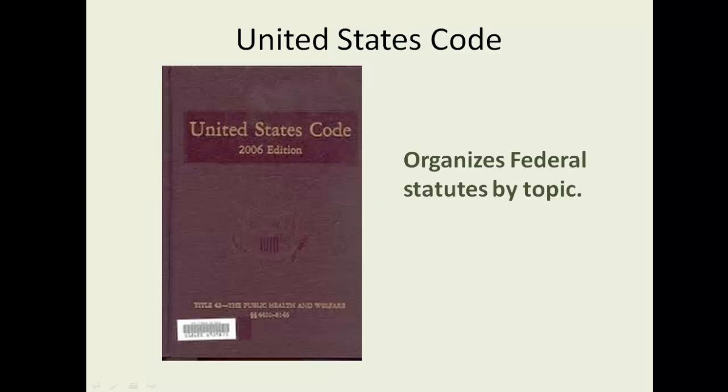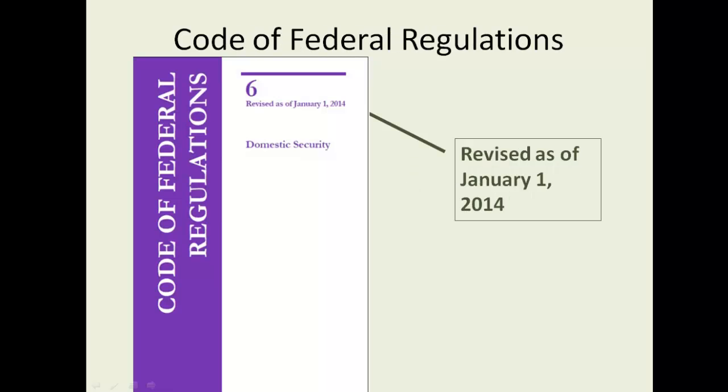Statutes and regulations are republished in sets known as codes. A code publishes the laws in subject arrangement, and groups like things together. An example of an important code is the United States Code, which publishes all of the federal statutes and organizes them by topic. Another example is the Code of Federal Regulations, which publishes all of the federal regulations, and it is also organized by topic.